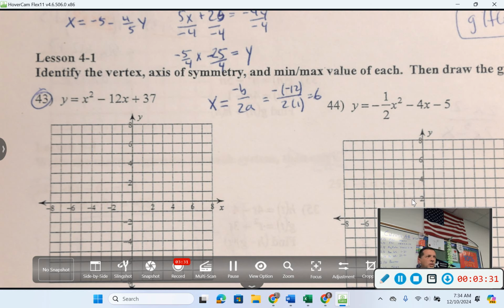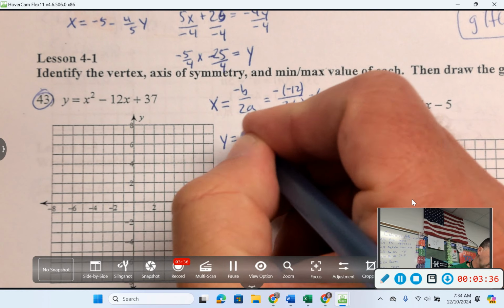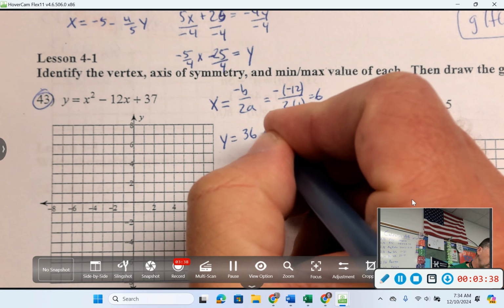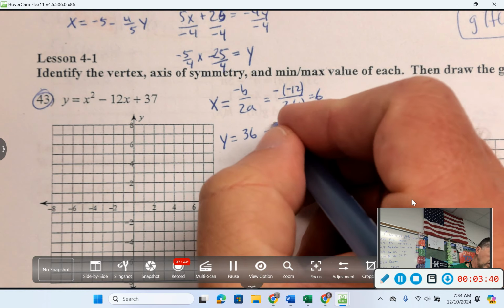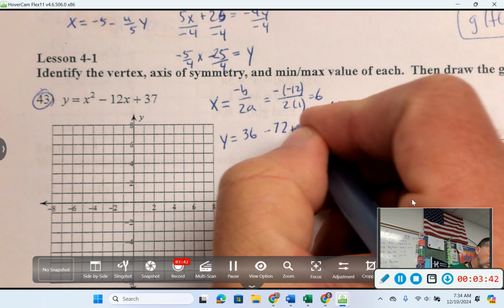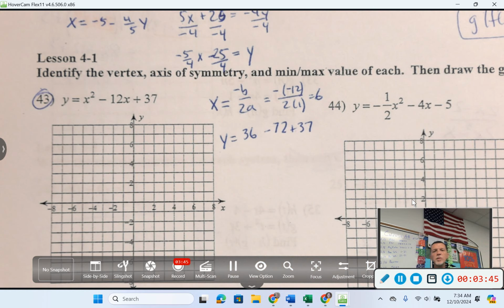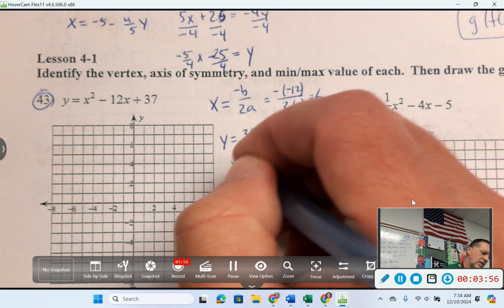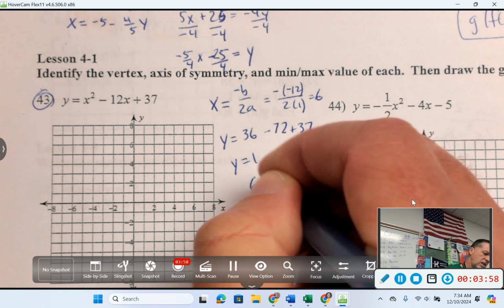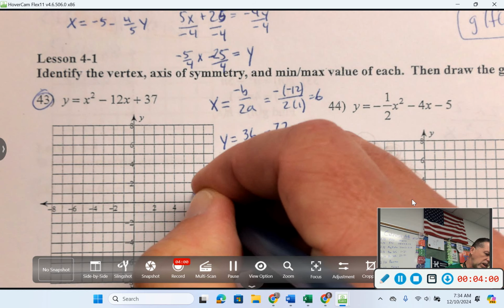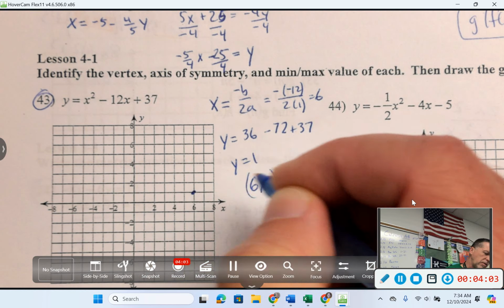So how do I get the y-coordinate of the vertex? Plug 6 in. It's 36 minus 72 plus 37. That looks terrible, but turns out to be kind of nice. Because that would be 73 minus 72, which is 1. So 6, 1. There's my vertex.